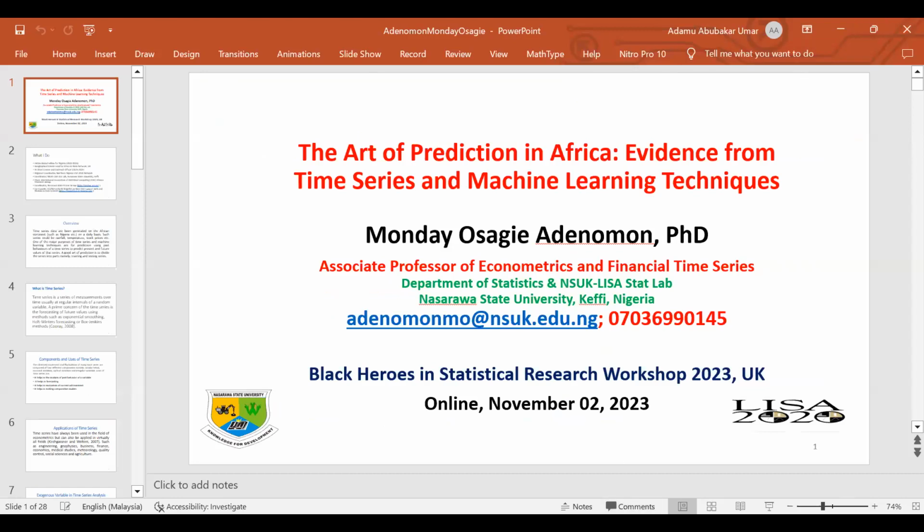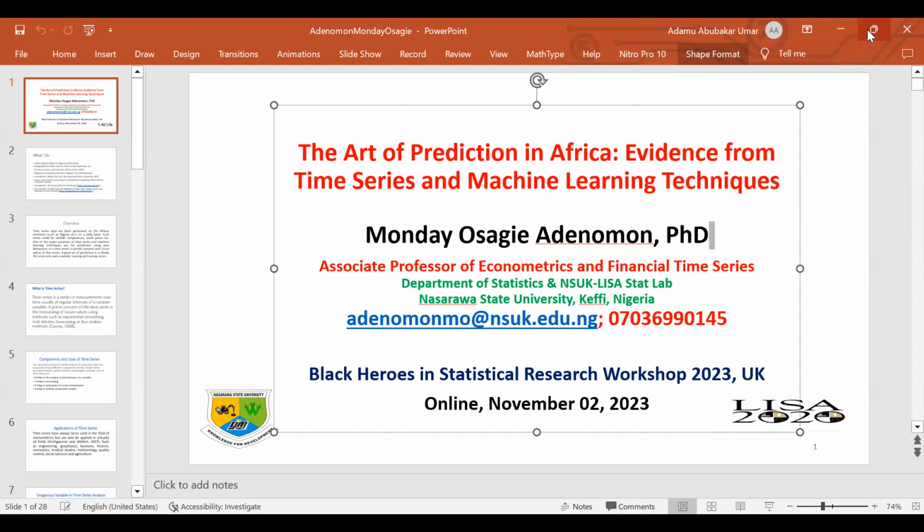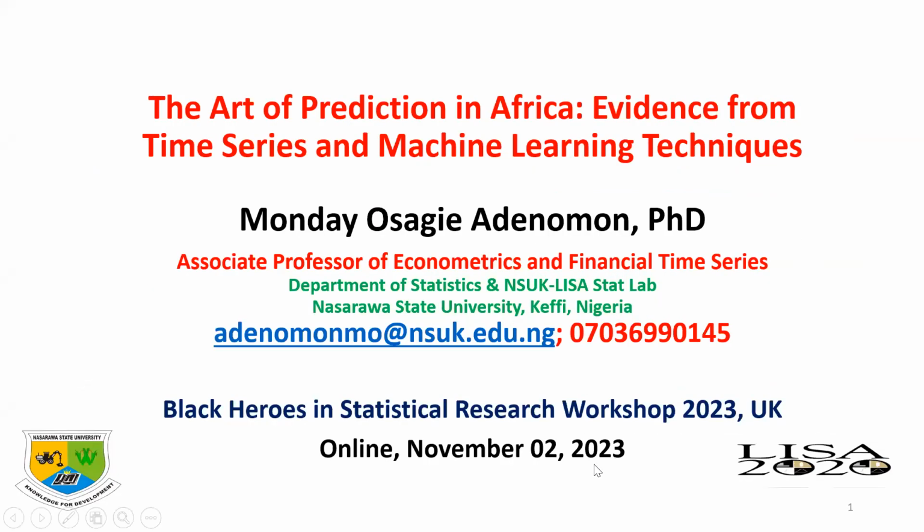My name is Monday Osaigi Adenoma. My area of research is econometrics and time series. But I'll be looking at this topic, the art of prediction in Africa, evidence from time series and machine learning techniques. I've been in the area of time series, but with this era of data science, I'm trying to migrate towards machine learning. So if you look at slide 2, these are the things I do.